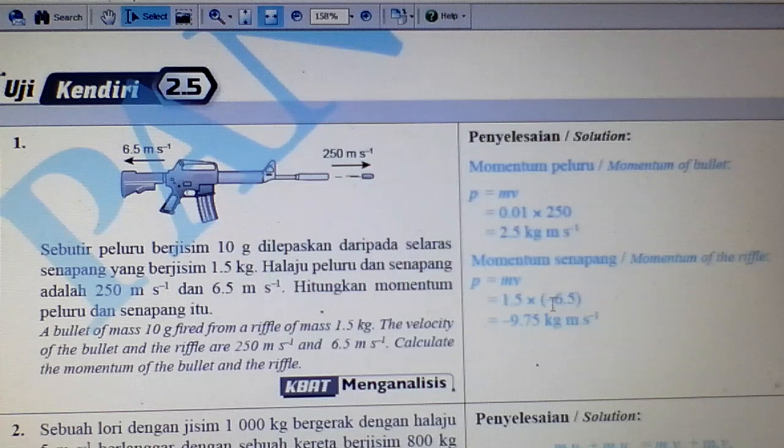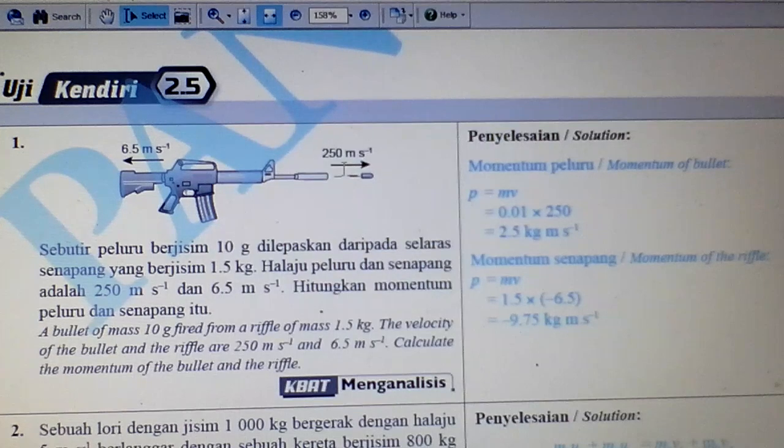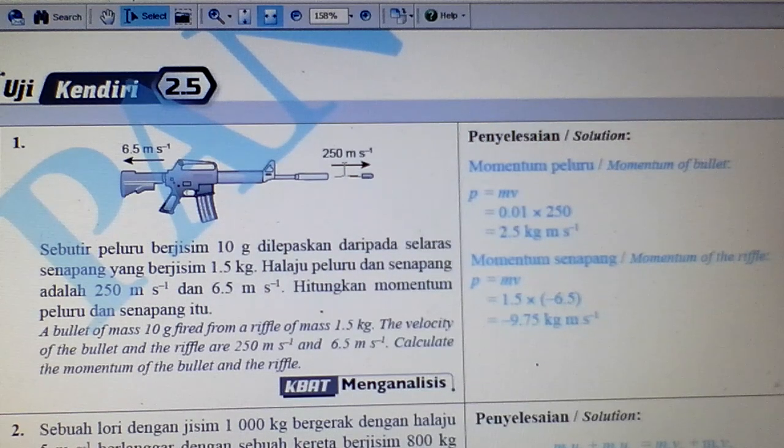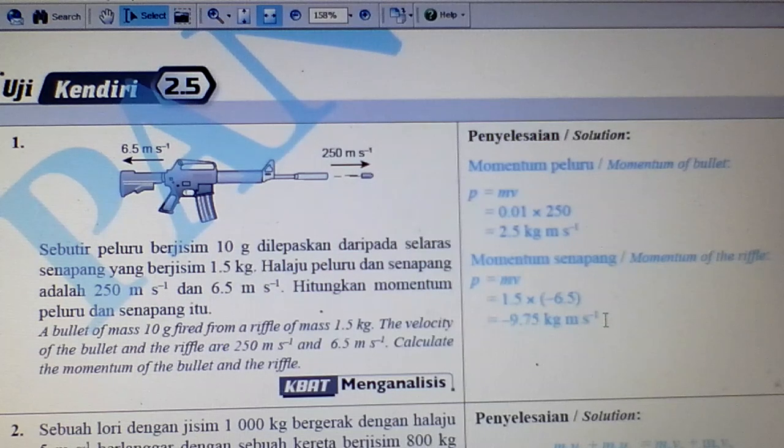and the velocity, why do we put negative? If you still remember, velocity is a vector, and momentum also is a vector, so direction is very important. You look at 6.5, its direction is opposite to the direction of 250 meters second negative 1. If we assume direction to the right is positive, here we put a positive sign, meaning for 6.5 you must put a negative sign. Okay, then we get negative 9.75 kg meter second negative 1.